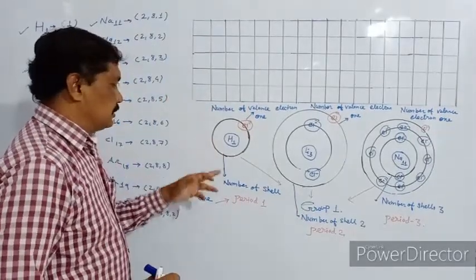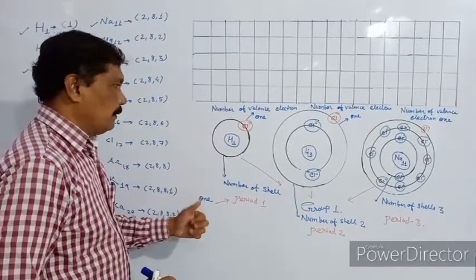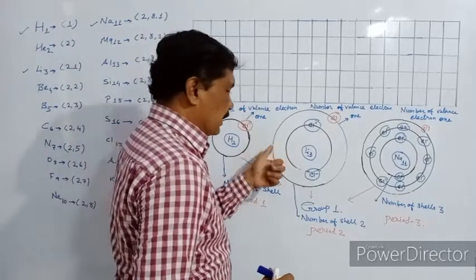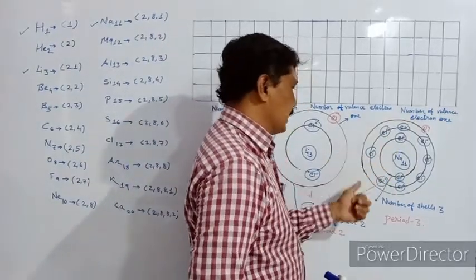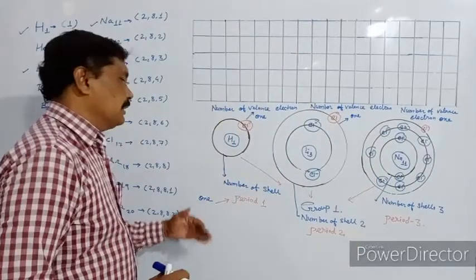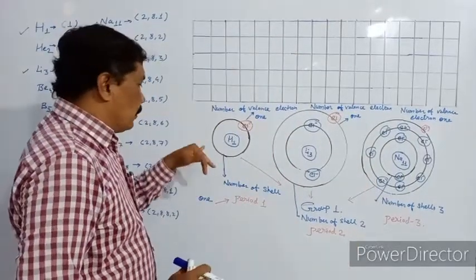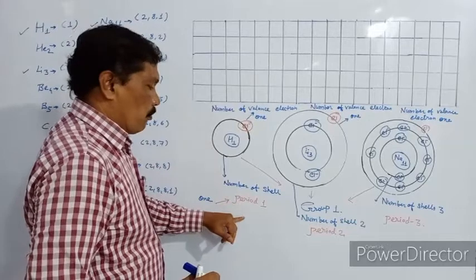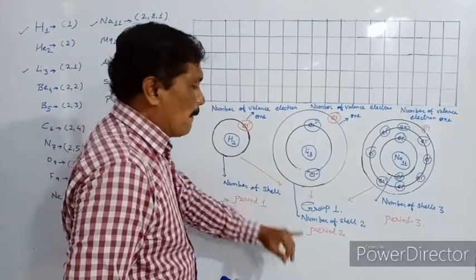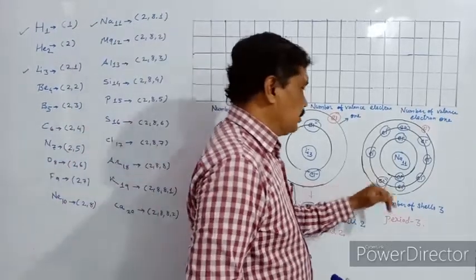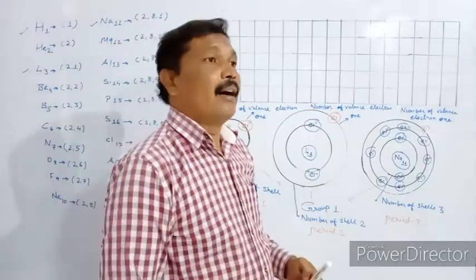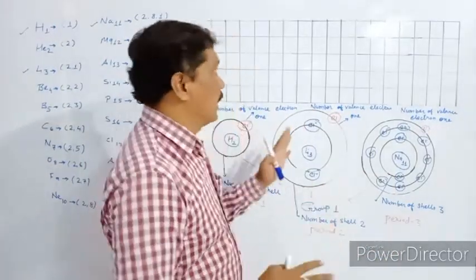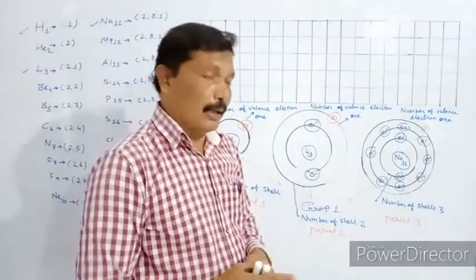The number of shells in hydrogen is 1. Lithium has 2 shells, and sodium has 3 shells. So the number of shells tells us about the period. 1 shell, period 1. 2 shells, period 2. 3 shells, period 3. From this idea, now we can arrange the elements in the modern periodic table.